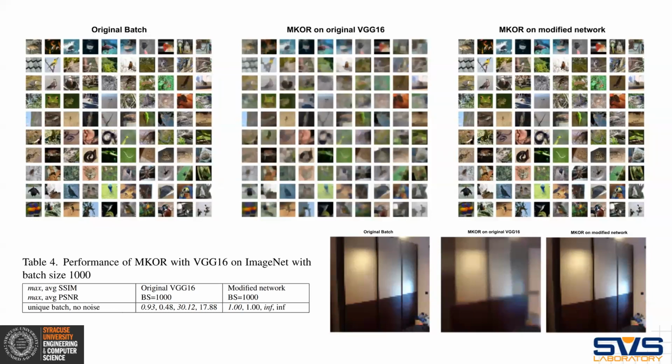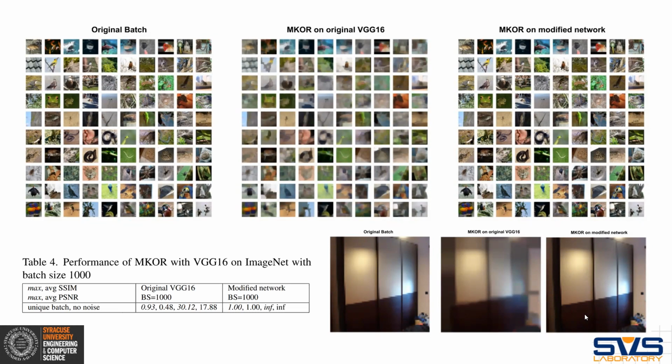And this is VGG16 on ImageNet with 1,000 images per batch, and we randomly pick 100 to show. From left to right, they are the original input, MKOR reconstruction with VGG16, and MKOR reconstruction with modified network. While all other experiments are based on the original network structure, we can actually achieve 100% reconstruction accuracy if we are allowed to modify the network structure.